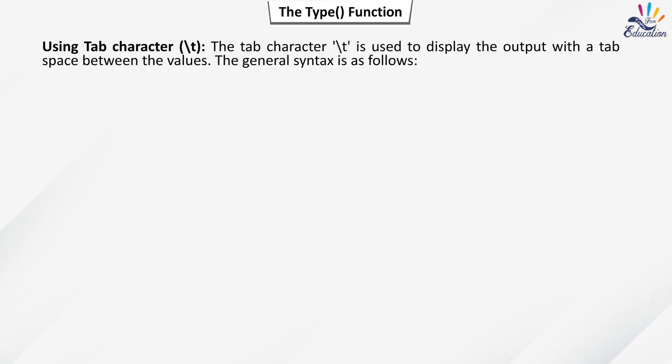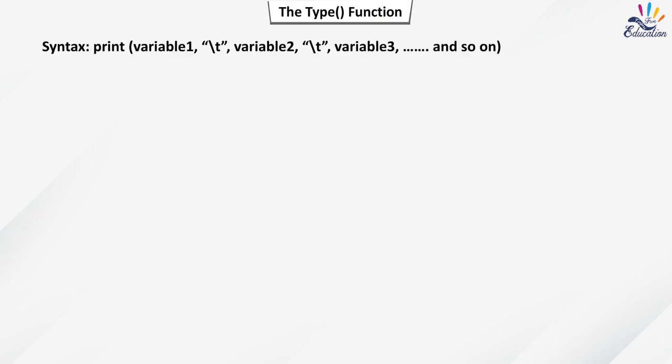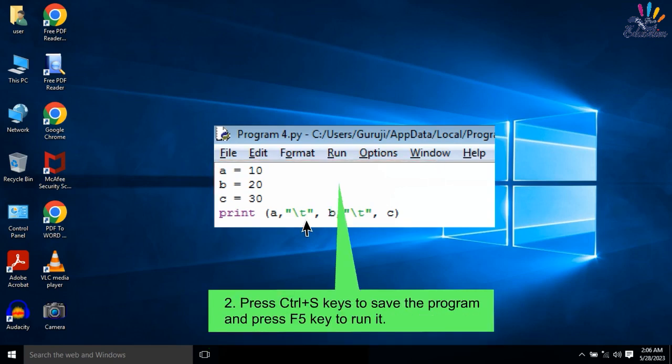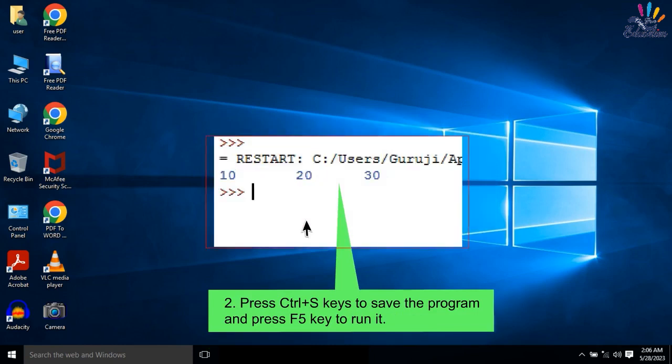Using tab character \t. The tab character \t is used to display the output with a tab space between the values. The general syntax is as follows. Syntax: print(variable1 \t variable2 \t variable3, and so on). Program 3. Using tab character \t with the print statement. Insert the tab character \t with the print statement as shown below in the previous program file. Press Ctrl+S keys to save the program and press F5 key to run it.